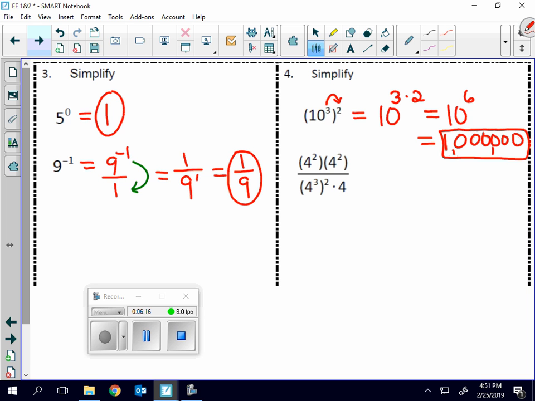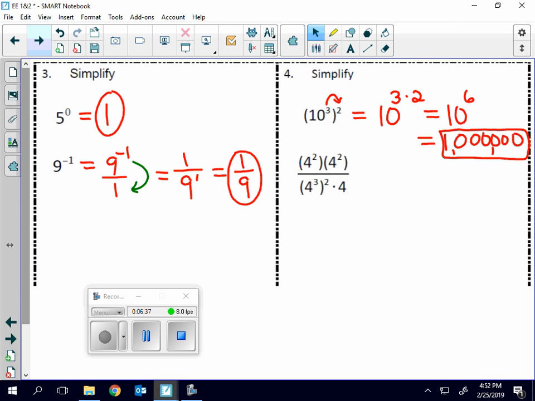All right, this next one. We've got a lot going on here. We have some multiplication up here. Then we have a power raised to a power, and then some multiplication. So we've got a lot of stuff going on. So let's start with simplifying the top.